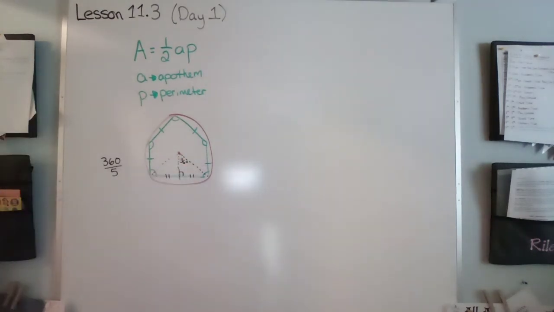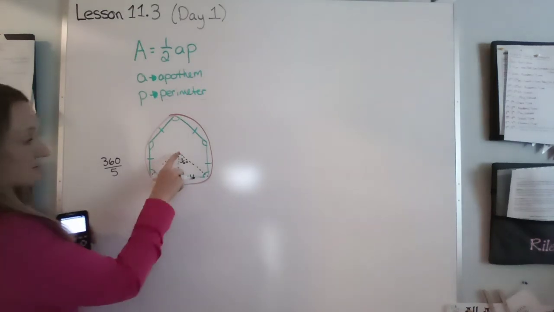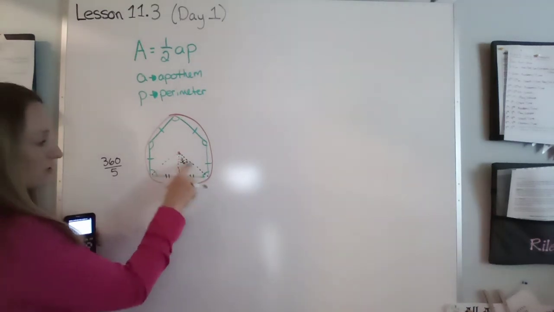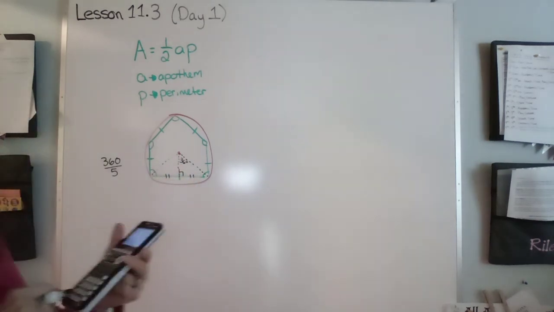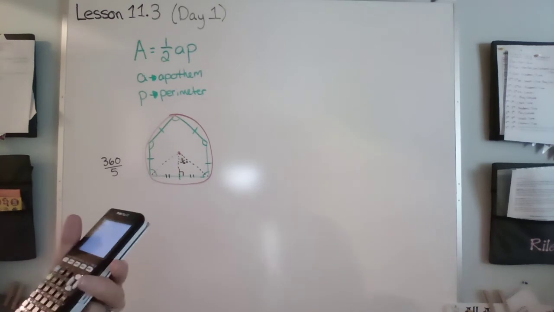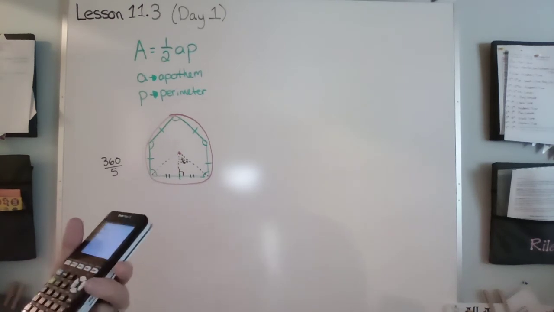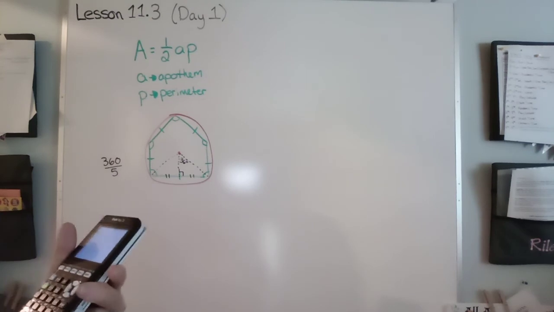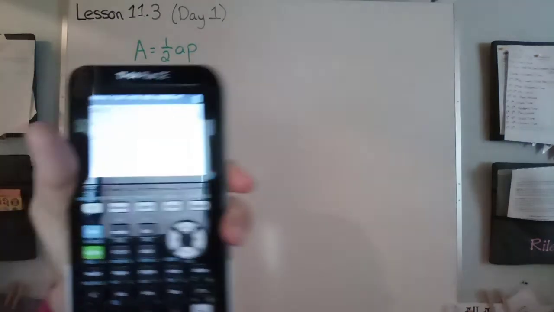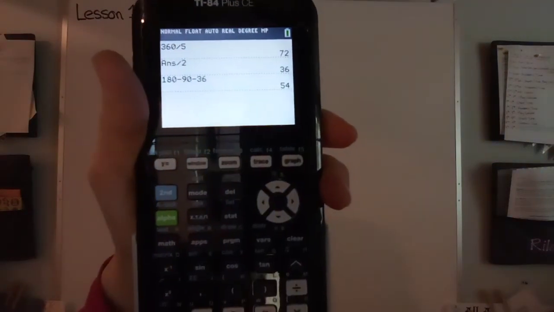Now, why was that important? Because we're oftentimes going to do work with this triangle right here. Okay? 90 degrees, 36 degrees. So now I can figure out that missing angle right there. I'm going to do 180 minus 90 minus 36 to get the missing angle down the bottom is 54.